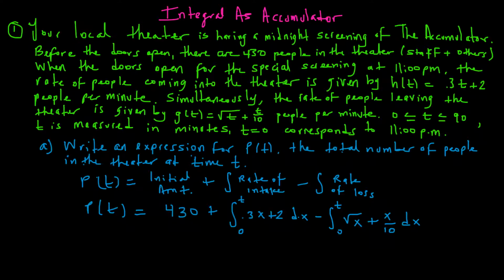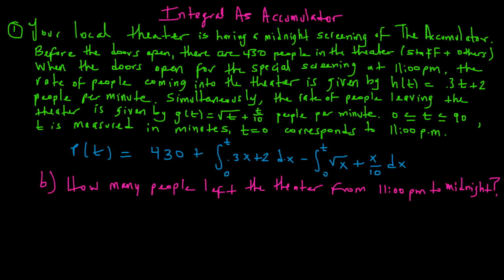When you look through the AP packet, I think you had homework on this, right? It wasn't a quiz, it was homework. When you look at your AP packet, try to identify the three pieces: initial amount, rate of intake, rate of loss, and see how it just gets old after a while because it's always the same three things. You just have to know to put them all in a function and then be able to answer the questions that follow. And so we have the answer to part A.